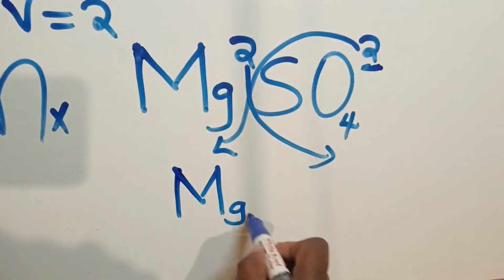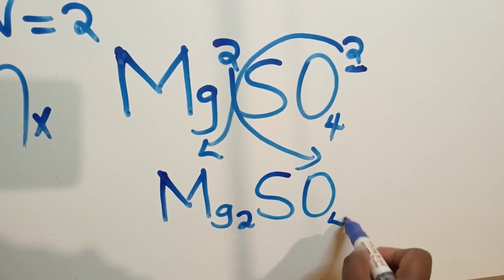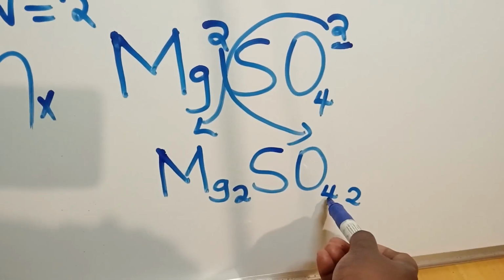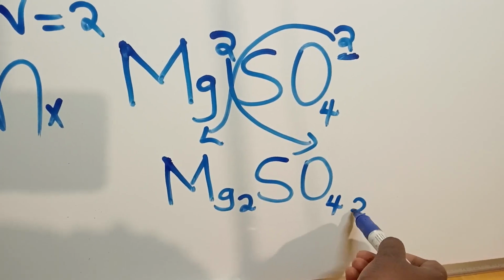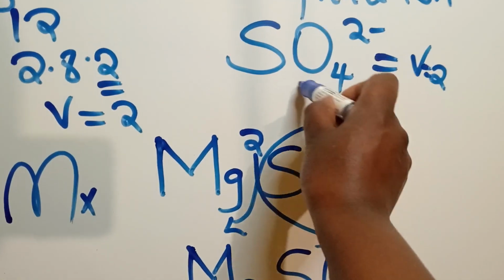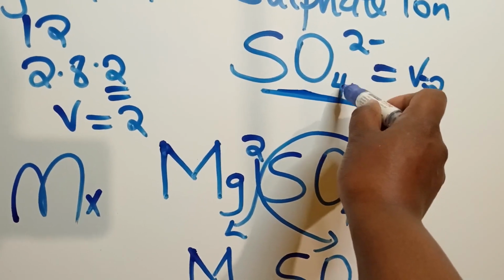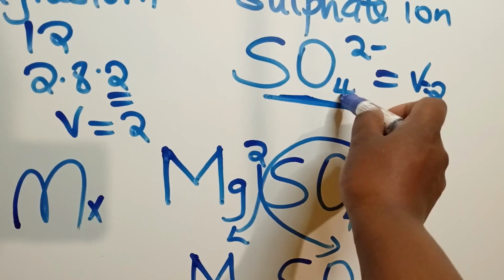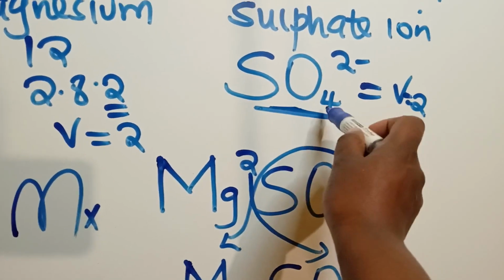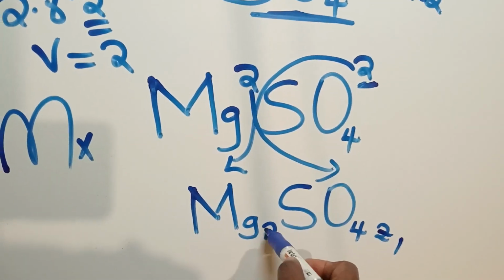So magnesium takes the 2 from the sulfate, while the sulfate takes the 2 that was for magnesium. Though we have a 4 here and a 2 there, these 2 cannot cancel out because this 4 was for the formula of the sulfate ion. So we cannot interfere with the 4. In case we cancel out this 4, we will destroy the formula for the sulfate ion. So we can only cancel out these 2 and these other 2.